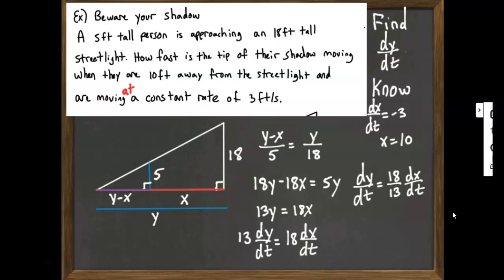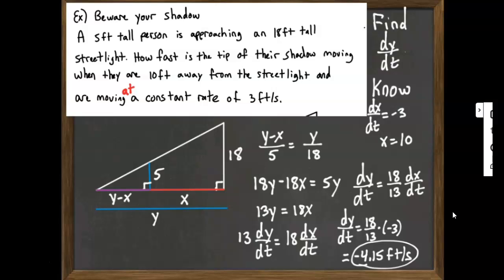And so we know that dx/dt was -3, so we can plug that in. And we get that the tip of the shadow is moving at -4.15 feet per second. It's negative because it's moving toward the street light, and that distance is dropping.